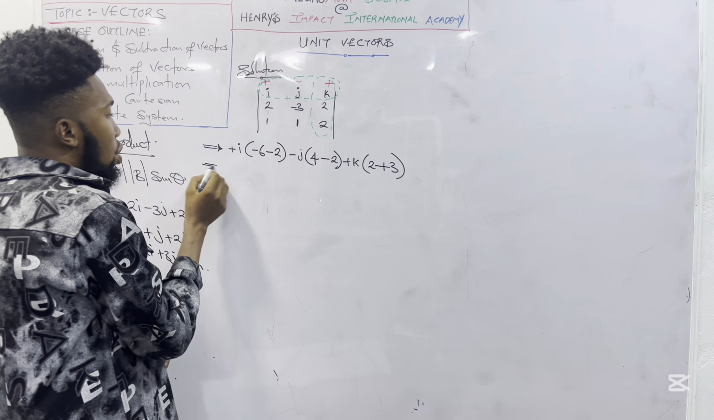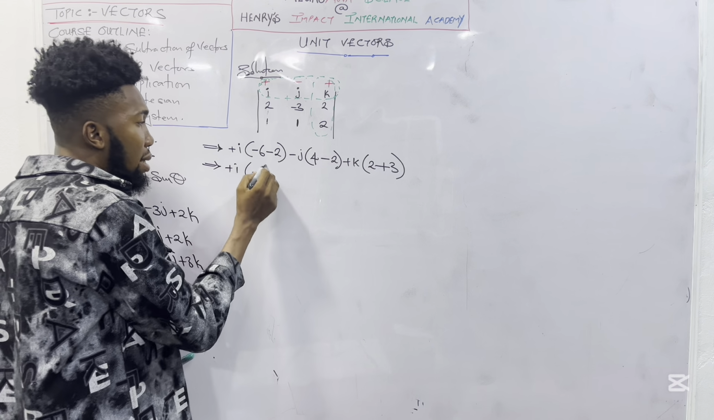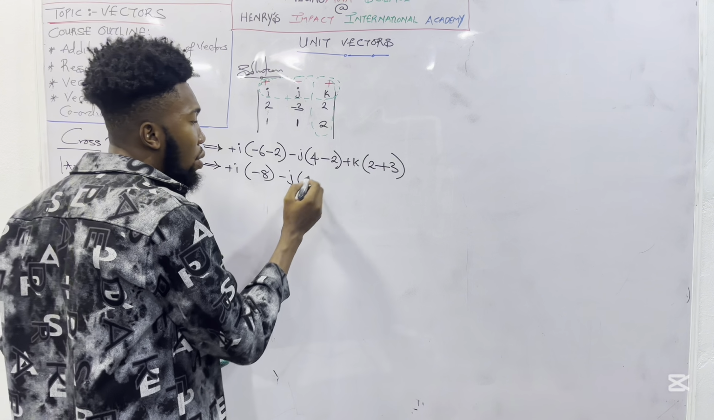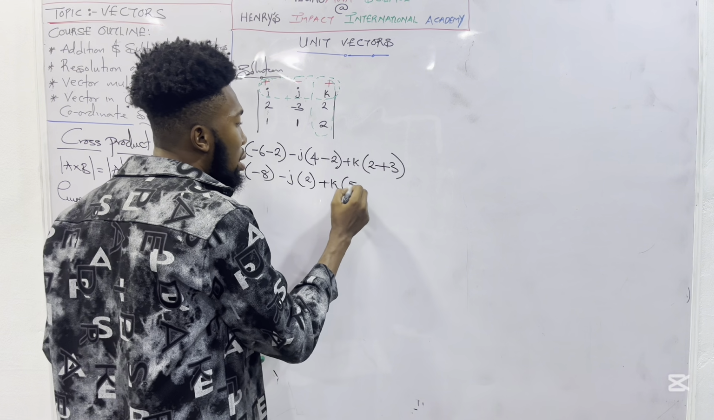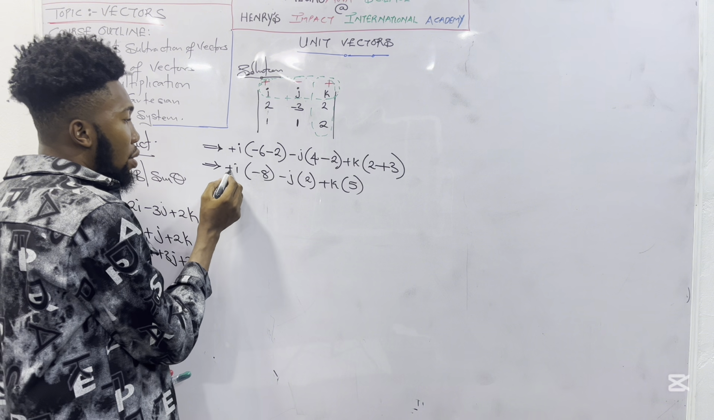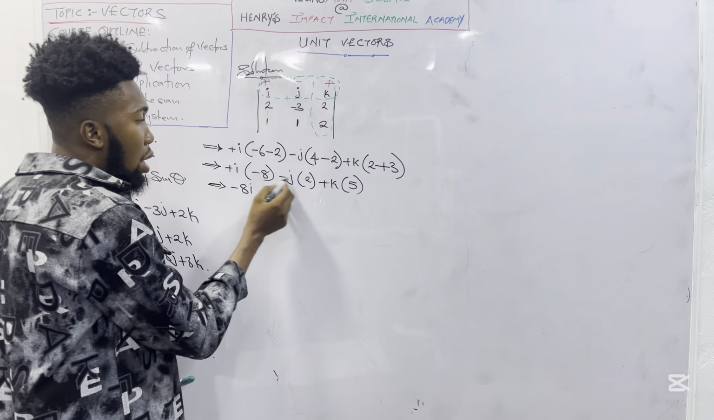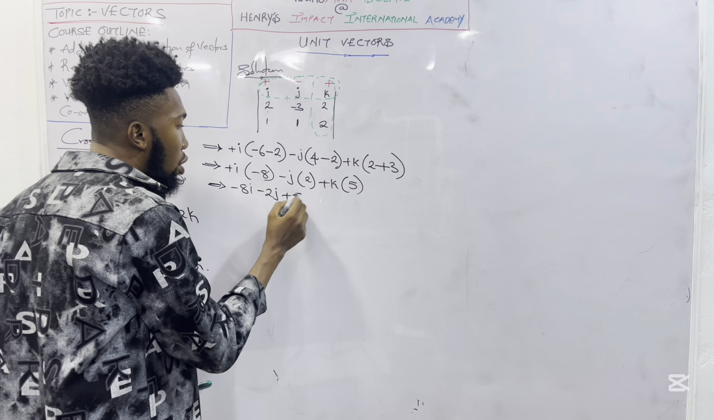Alright, so let's solve the math. So we are left with plus i, open bracket, minus 8, because minus 6 minus 2 is minus 8. Then we go to minus j, open bracket, 4 minus 2 is 2. Then I get plus k, open bracket, 2 plus 3 is 5. So what does it give us here now? You'll be having plus i times minus 8 gives us minus 8i. Then what do we have here? We are having minus 2j. What do we have here? Plus 5k.